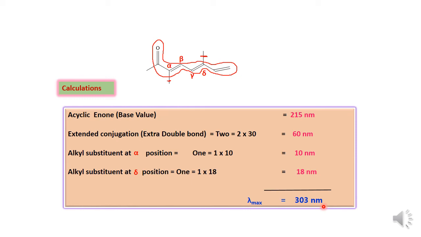So in this way, we can calculate the lambda max value using the Woodward-Fieser rules for enone compounds. So remember, the Woodward-Fieser rules are different for diene as well as enone compounds. Whenever the enone compound is given, you have to see the Woodward-Fieser rules according to that. That is, if enone is given, then you have to see the Woodward-Fieser rules given for the enone compounds only, and not for the dienes. Whenever the diene compound is given, you have to see the Woodward-Fieser rules given for the diene compounds.